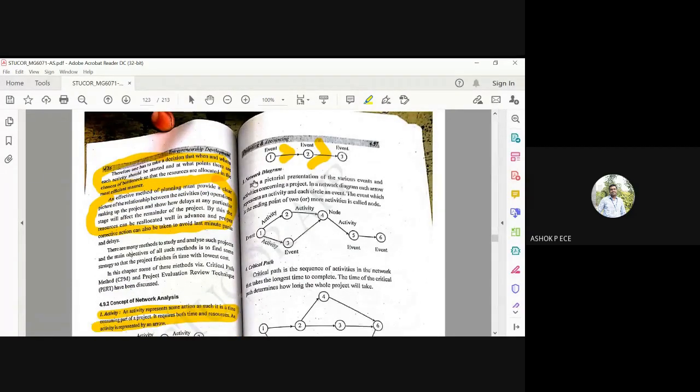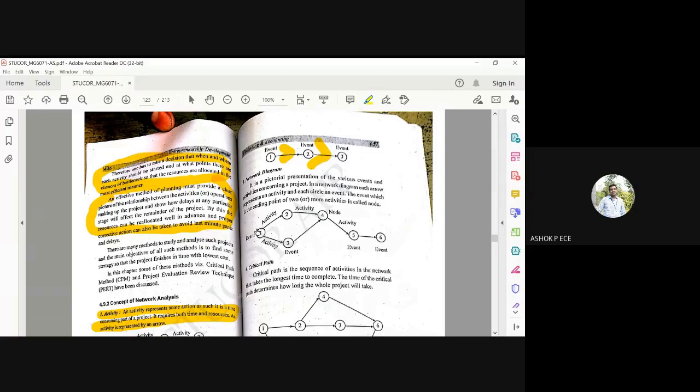Next one is network diagram. It is a pictorial representation of various events and activities concerning a project. They are well connected by an arrow mark. Each arrow mark will represent an activity, and each circular object is going to represent an event or a node. The ending point of two or more activities is called a node.